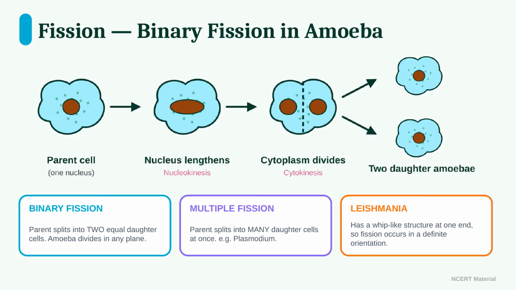First, fission. In binary fission, the parent cell divides into 2 equal daughter cells. Amoeba is the classic example, and it can divide in any plane. The nucleus lengthens first. That's called nucleokinesis. And then the cytoplasm divides, which is called cytokinesis. In multiple fission, the parent divides into many daughter cells at once, as seen in Plasmodium, the malaria parasite. And in Leishmania, which has a whip-like structure at one end, fission always happens in a fixed, definite orientation.